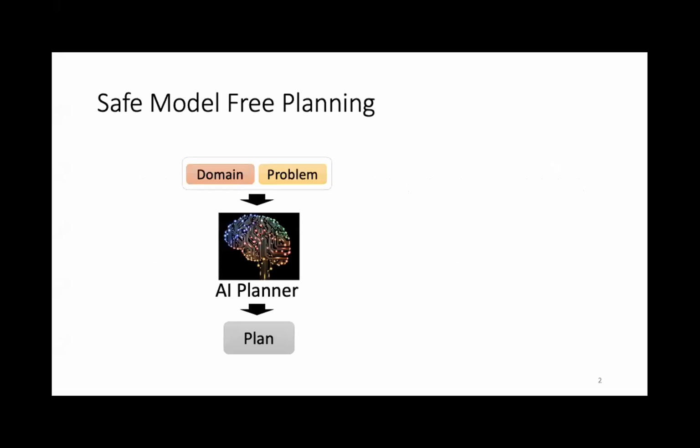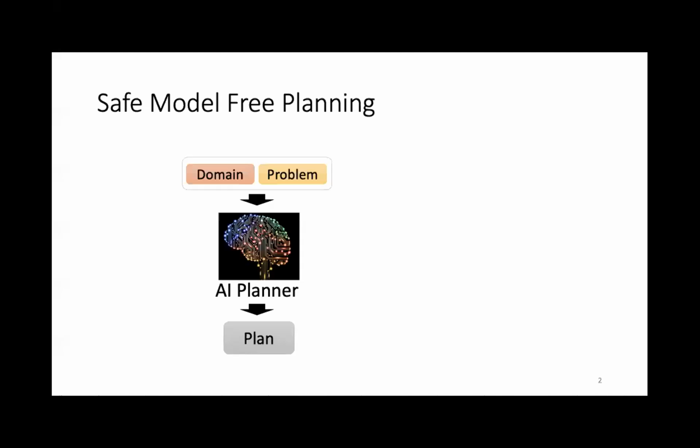So the problem that I'm trying to solve is called the safe model-free planning problem. Before I explain what it is, I want to recall the classical domain independent planning problem. In a classical domain independent planning problem, a domain's model is a model of the environment and how the acting agent interacts with it. If we know the description of the domain, we then can use any AI planner to generate the plan given the initial and the goal state.